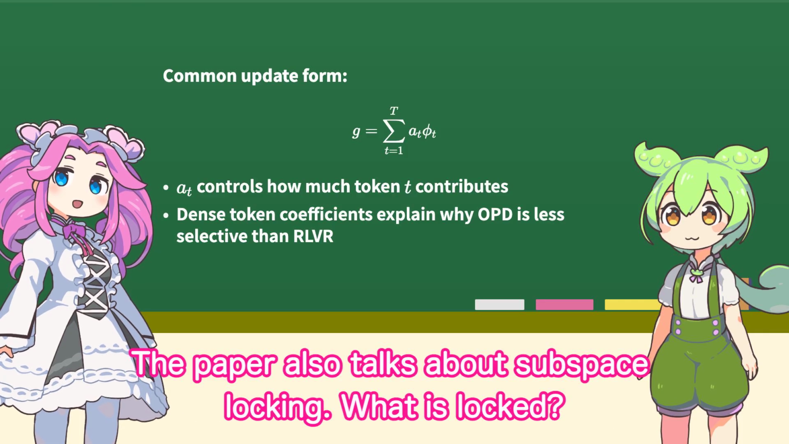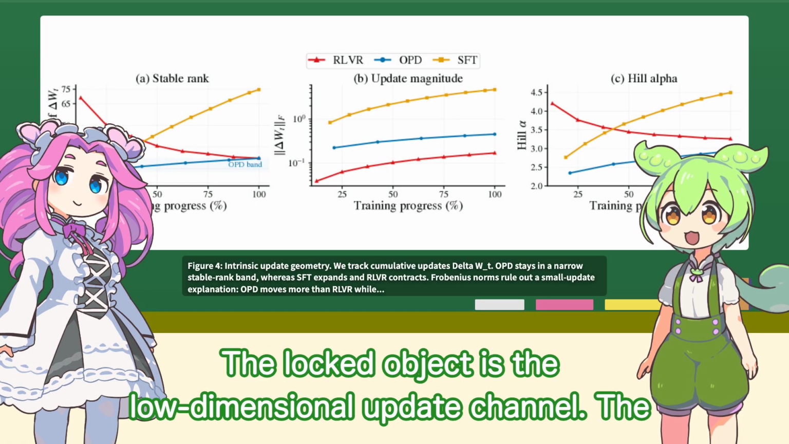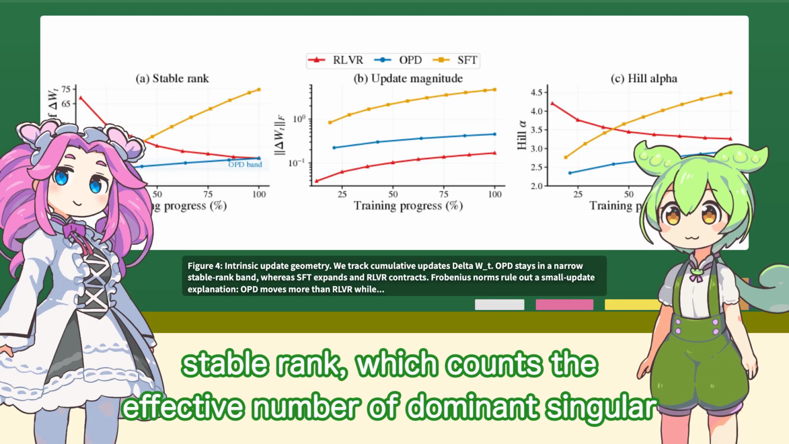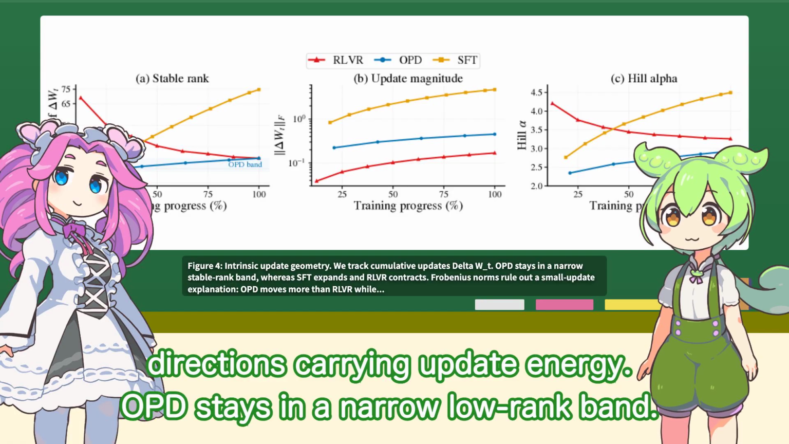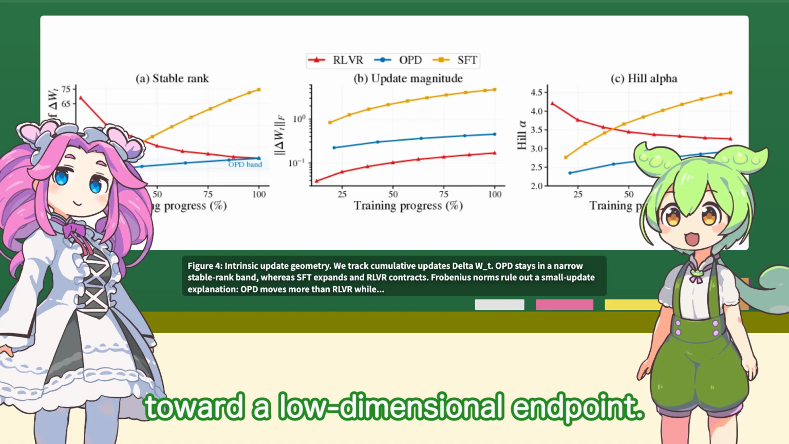The paper also talks about subspace locking. What is locked? The locked object is the low-dimensional update channel. The authors track cumulative update matrices during training and measure stable rank, which counts the effective number of dominant singular directions carrying update energy. OPD stays in a narrow low-rank band. SFT expands its update subspace over time, while RLVR contracts toward a low-dimensional endpoint.